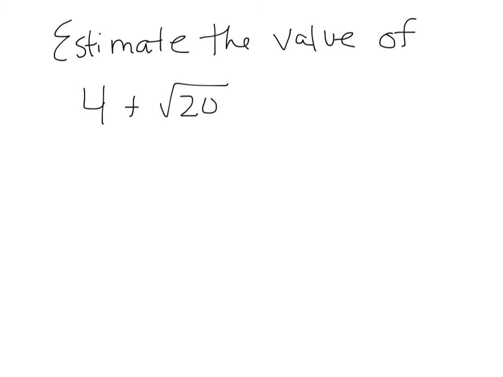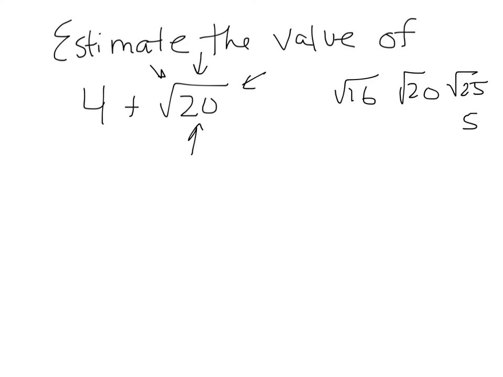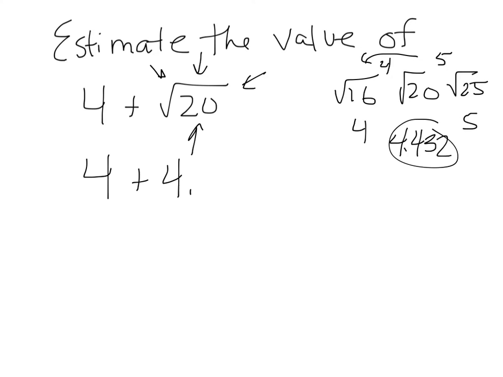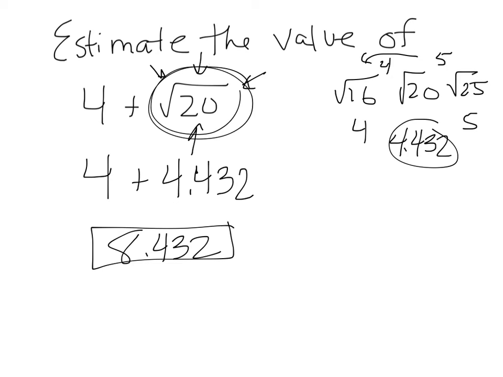Okay? And the last thing they're going to want you to do in this section is to estimate the value of an expression that includes an irrational number. Radical 20 is irrational, isn't it? Yes, because I know that the square root of 25 is 5, and I know that the square root of 16 is 4. It's 5 away from here, it's 4 away from there, it's just a little bit closer to 16, isn't it? So what's a good estimation? Well, probably 4.32. All right? And so this problem is really 4 plus 4.432, which is going to give me 8.432. All right? Estimating the value just means you have to estimate this irrational and then follow the order of operations. All right? Good luck.